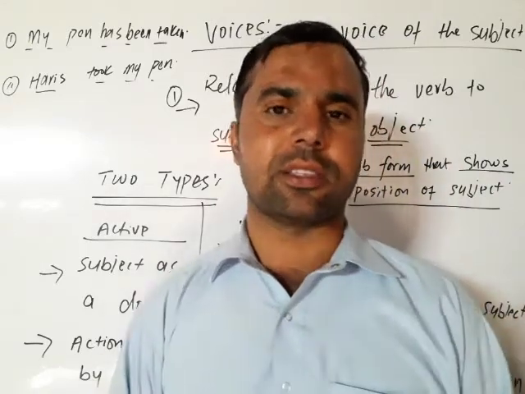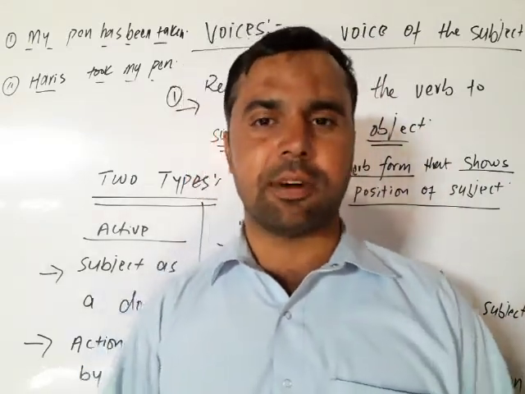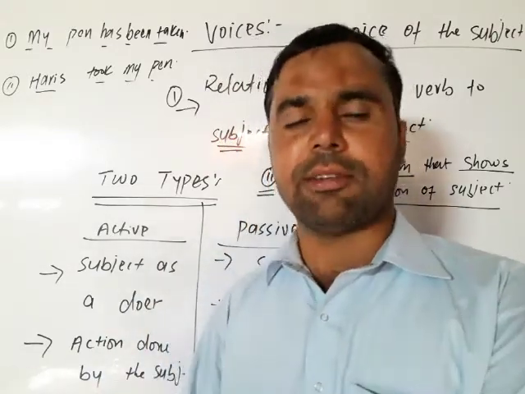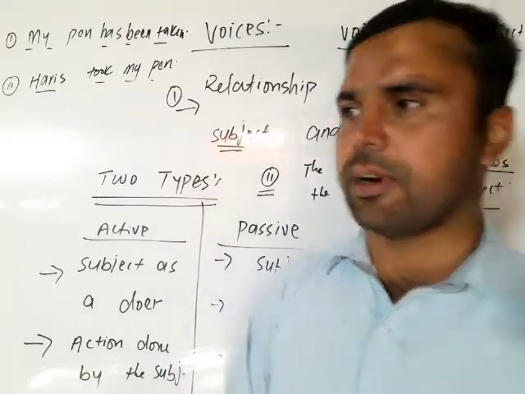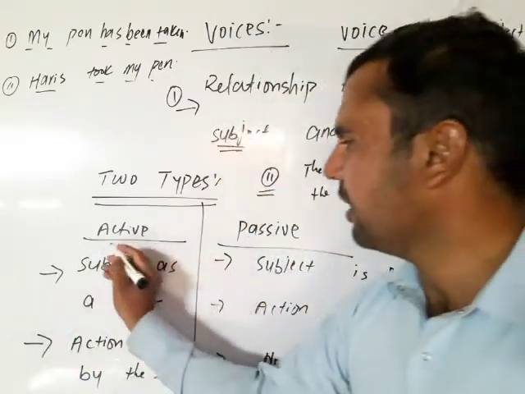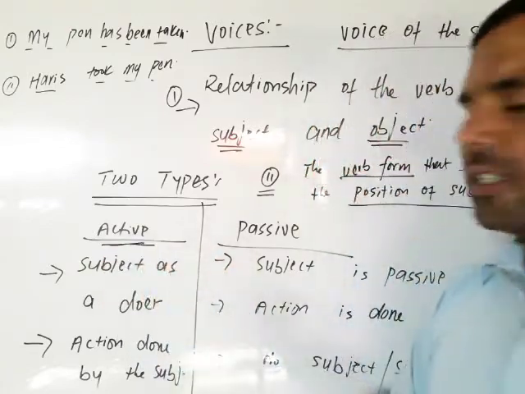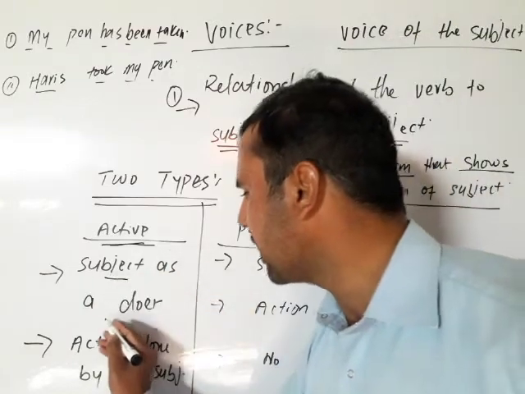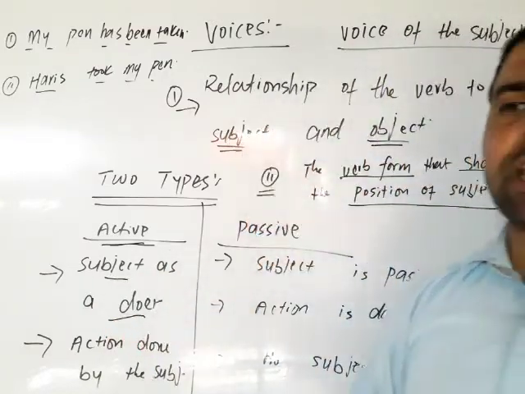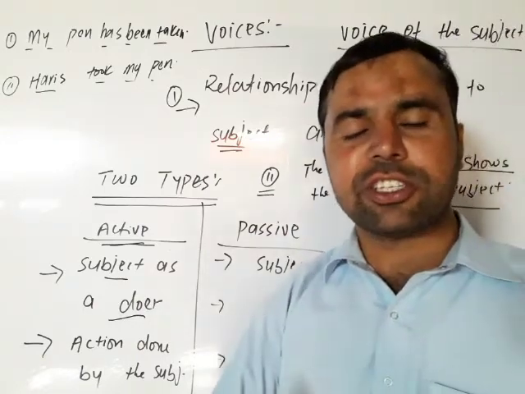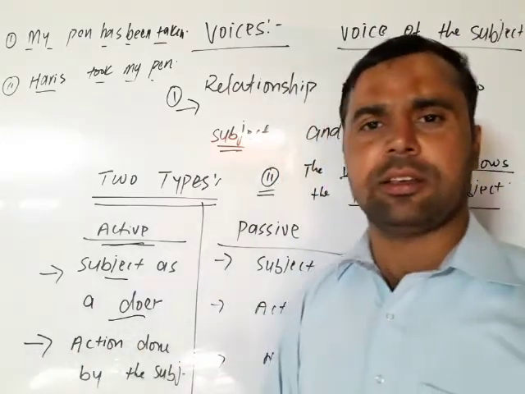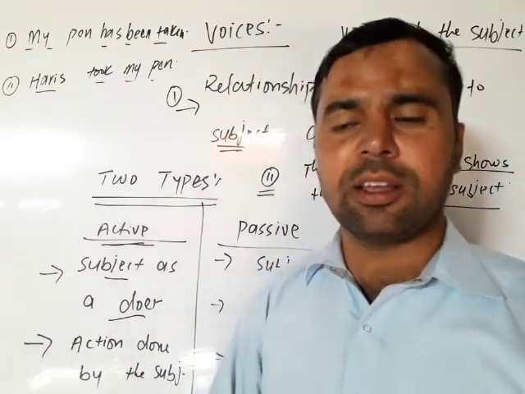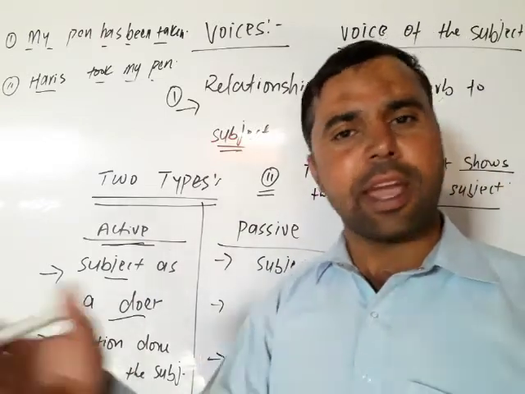and passive voice. Let's see what is active voice and what is passive voice, or which sentence is in active voice and which sentence is in passive voice. A sentence will be in active voice if the subject is a doer. I mean to say, if we have a sentence in which the subject is actively performing some work, that sentence will be in active voice.